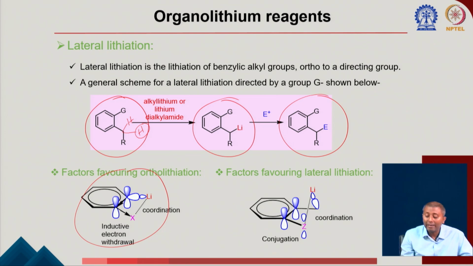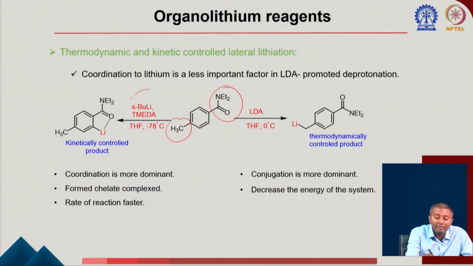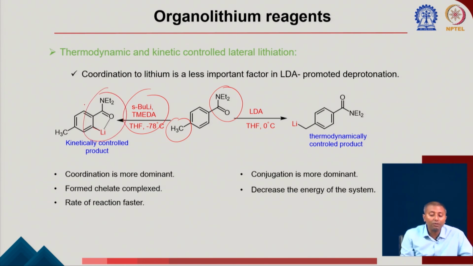Or there is another thing called conjugation. So we are going to come to this factor: there is inductive effect versus conjugation. This is an interesting example here. In these cases, if you see CONEt2 and then you have a CH3 group in the para position, and you treat with sec-butyl lithium with TMEDA, then there is an ortholithiation happening here, or orthometallation, to form this corresponding lithium. It's a kinetically controlled product happening at -78 degrees Celsius.